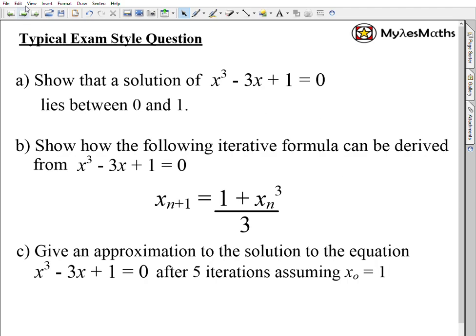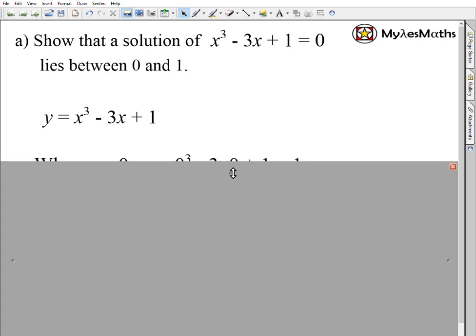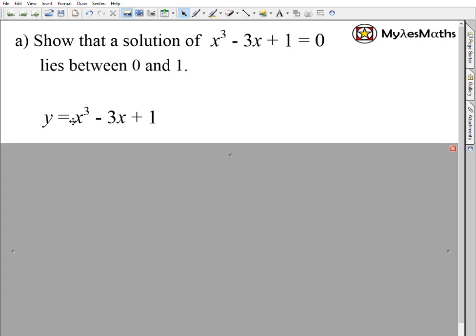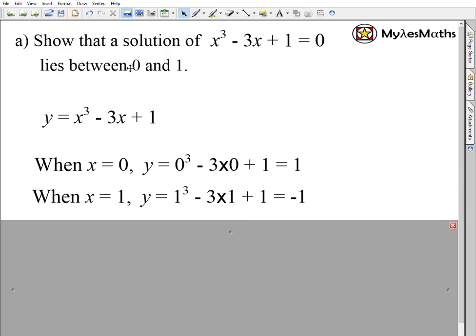So the first thing we're going to do is show that this has a solution between 0 and 1. And the way we're going to do that is just by taking y equals x cubed minus 3x plus 1, and plugging in the 2 values that we're given for x, 0 and 1. We're going to substitute those in. So if we substitute in x equals 0, we find that y actually equals 1. And if we substitute x equals 1 into this, we find that y equals 1 cubed minus 3 times 1 plus 1, which is minus 1.